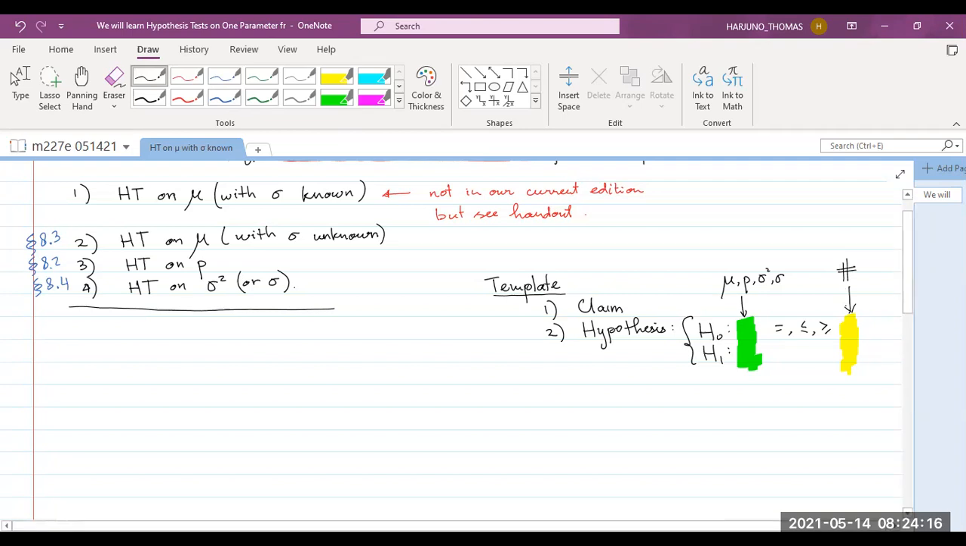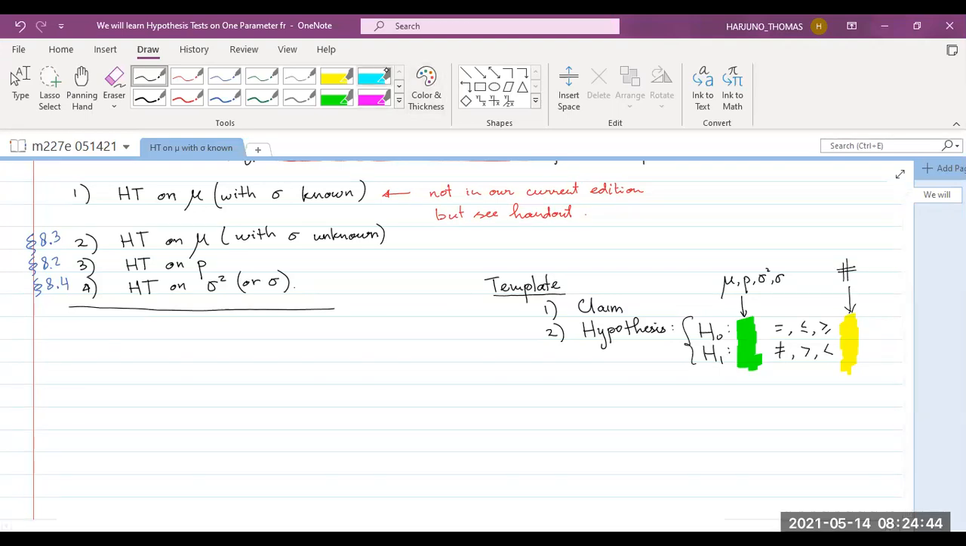Okay, the alternate hypothesis must not have an equal sign, and it should be the complement of what we have in the null hypothesis. So if the null hypothesis has an equal sign, this is not equal sign. If the null hypothesis is less than or equal to, then it will be greater than. If the null hypothesis is greater than or equal to, then it will be less than.